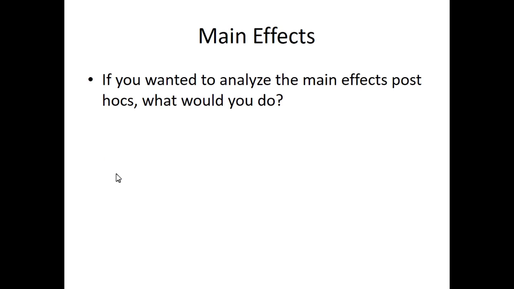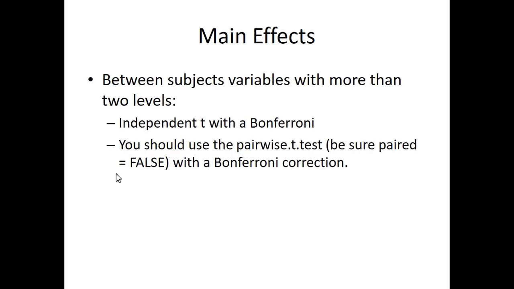All right. So if I wanted to analyze the post-hoc, the main effects, what would I do? Well, for between subjects variables with more than 2 levels, so not this example, gender only has 2, so I wouldn't do anything. It's not significant anyway, but if it was, it still only has 2. I would just use independent T with Bonferroni. So this is why on all of the homework it's been like, what post-hoc are you doing? Why? Now it matters. You have to pay attention. So for between subjects variables, it's independent T. And pairwise.t.test with paired equals false.